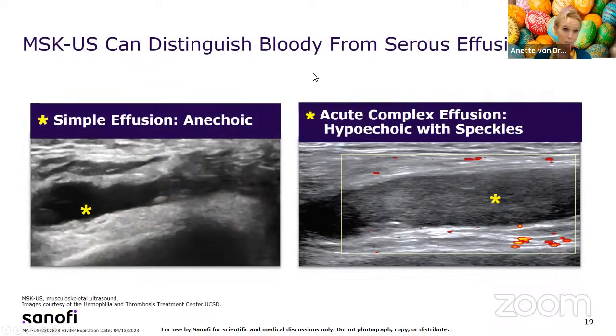So ultrasound can distinguish bloody from serous. We say serous, or just normal effusions without blood. So this would be a serous, what we call simple effusion. You can see the fluid is just black, as was my joint fluid in the previous image. And then this is an acute complex effusion in the context of hemophilia. We call that hypoechoic with speckles. These are red blood cells, so to speak, blood and red cells in the effusion. They serve as reflectors and therefore create echo, and it is easily distinguishable.